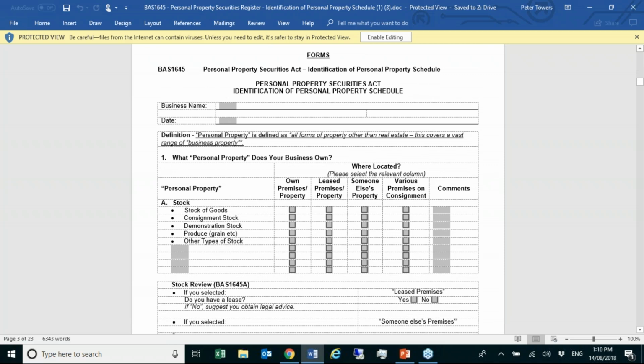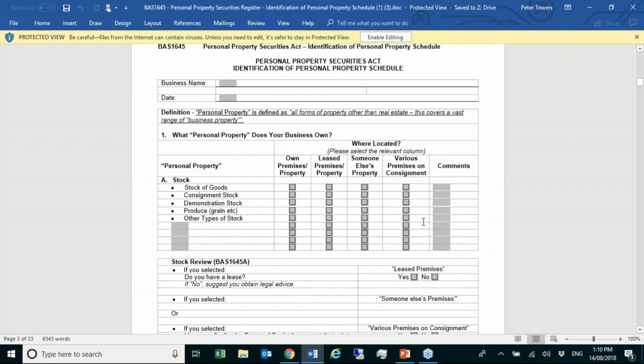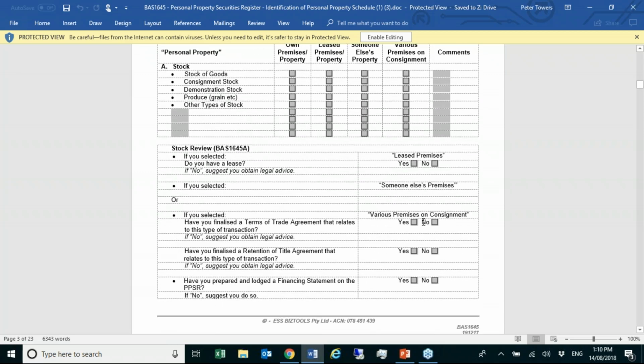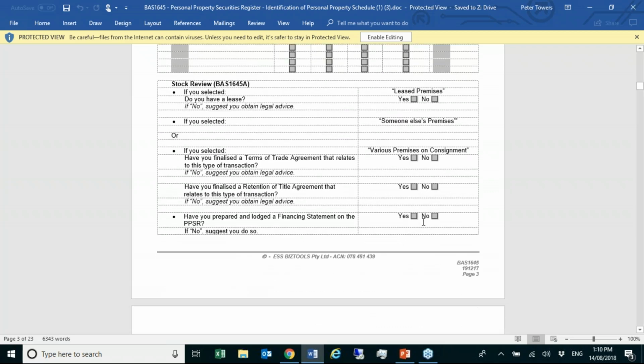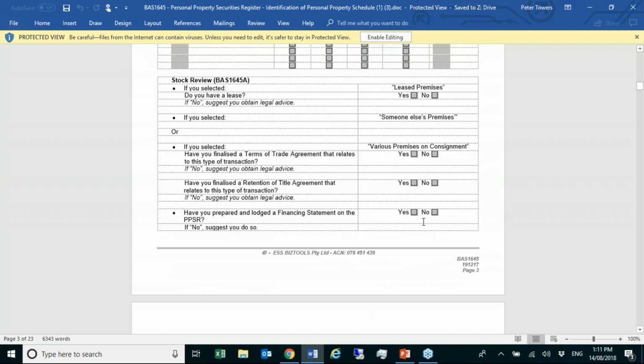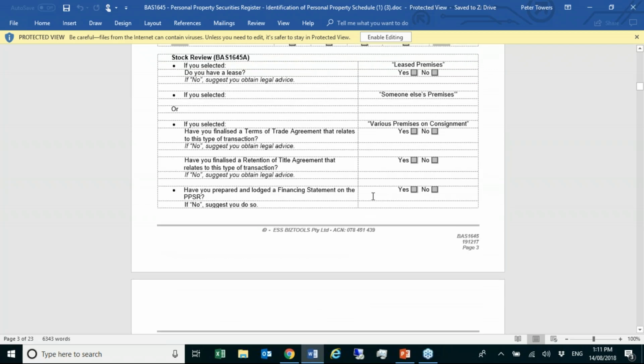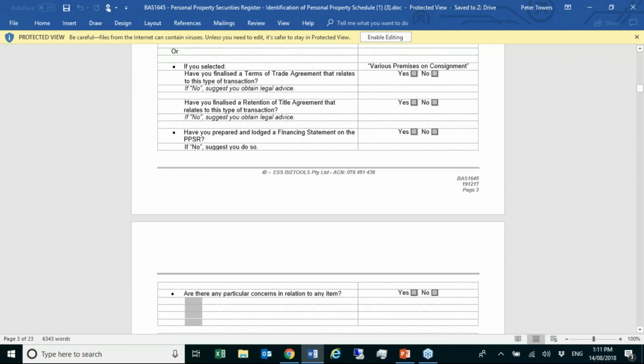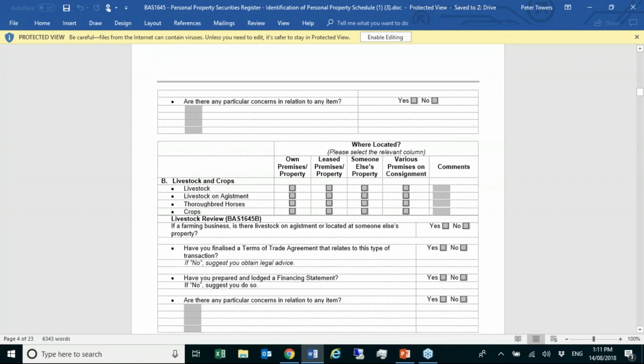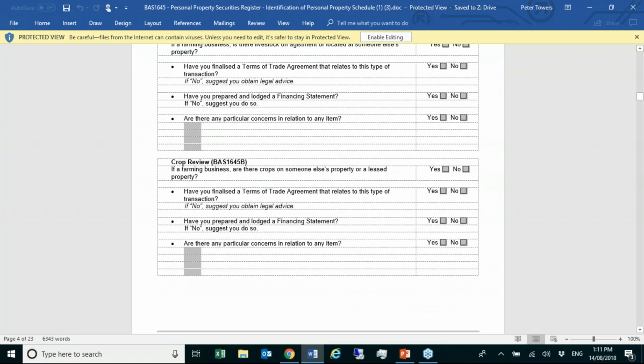Some of them will not apply, but we start off by looking at where's the stock, and we've broken it down quite deliberately so as to prompt the client. Some people call things different names. They forget they got consignment stock or demonstration stock. And if these things are only worth a few $100s, then probably not worthwhile worrying about from a personal property securities register point of view, but they might be worth a lot more. And we're raising the question, do they have a current legally prepared terms of trade agreement and retention of title agreement? Very important. Then we go into livestock and so on.